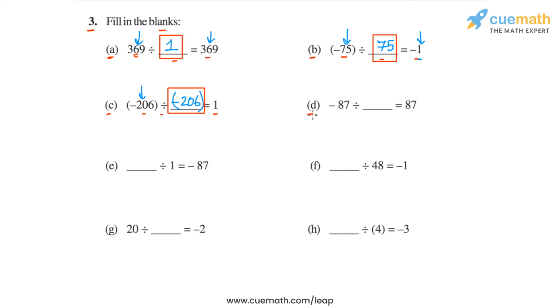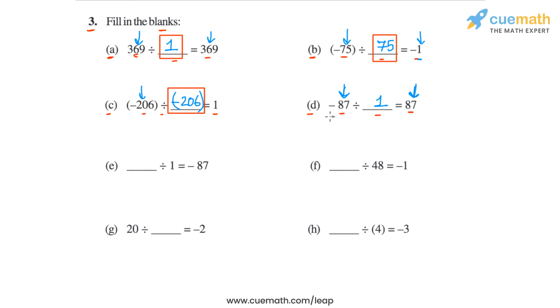Then in part D, we have minus 87 divided by blank is equal to 87. So let's first figure out the magnitude of the divisor and then we will figure out its sign. The magnitude of the dividend is 87 and the quotient is also 87. So the divisor will also have a magnitude of simply 1.